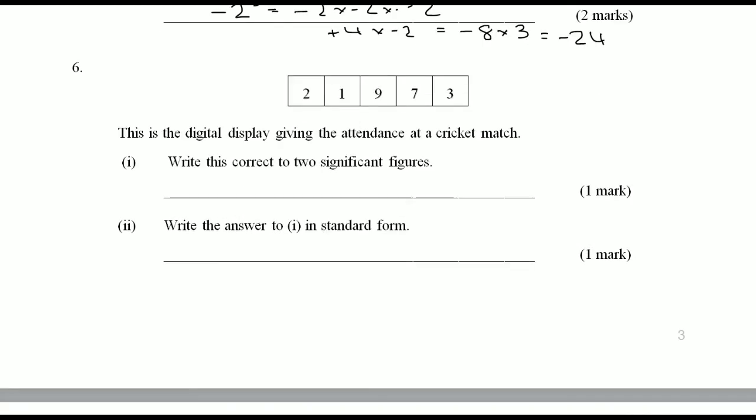Easy peasy. This is a digital display. Question number 6. Digital display given the attendance at a cricket match. Write this correct to 2 significant figures. So 2 significant figures is the first 2 digits that are non-zero. So that's 2, 1. And then we're going to round after the 1. The way I generally teach it is draw a line where you're going to round, and then draw a box around the 2 numbers, the number to the left and the number to the right, and round that to the nearest 10. Well, if I round 19 to the nearest 10, I get 20.